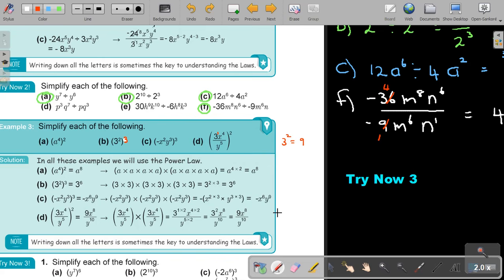So write it out. If you struggle, write it out. Make sure that you have it correct. Okay. Let's move to the examples. Just going to make it smaller.